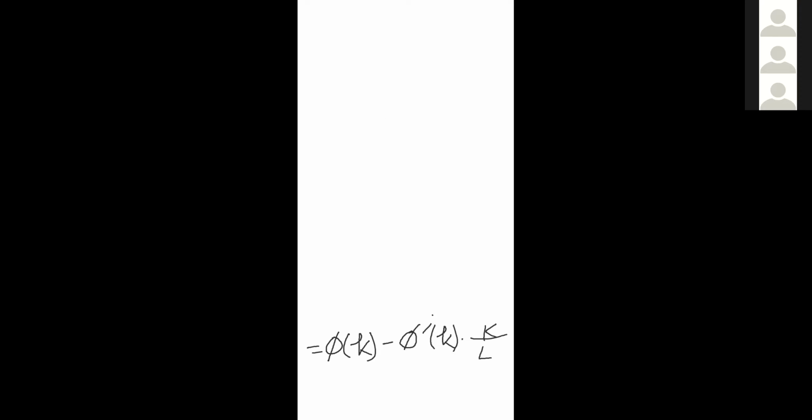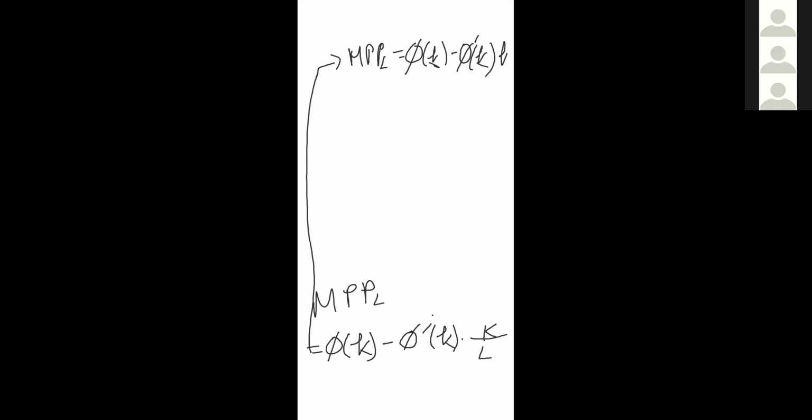So from here, this means marginal physical product of labor. We got marginal physical product of labor equal to phi of small k, meaning capital labor ratio, minus phi prime of small k, meaning capital labor ratio. Here is also capital labor ratio. So we can write MPPL equal to phi of small k minus phi prime of small k into small k. Okay, sorry.